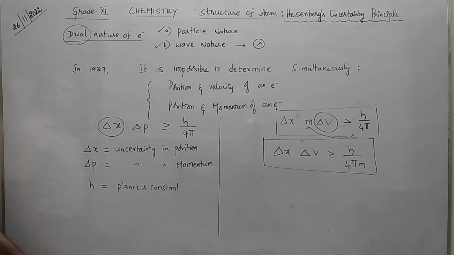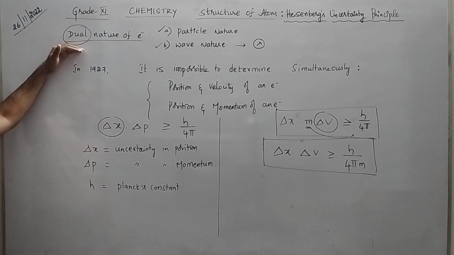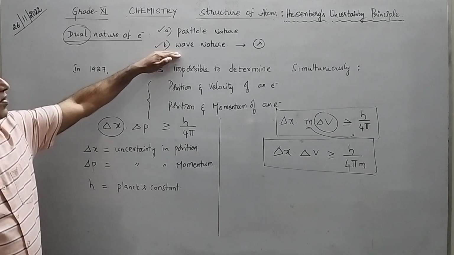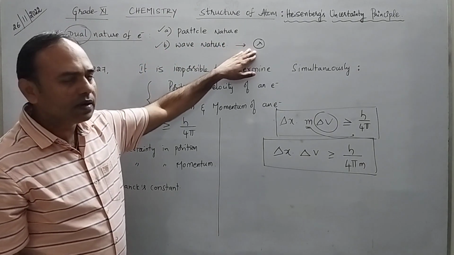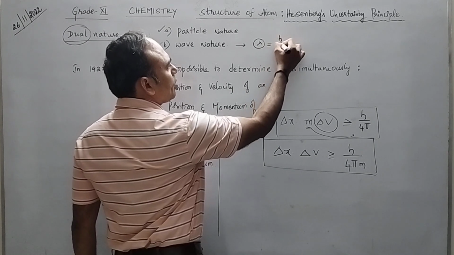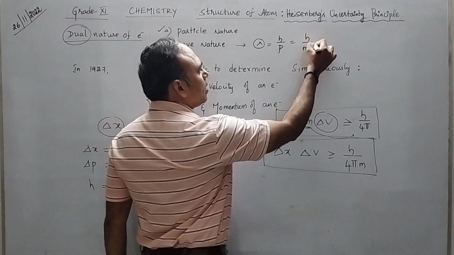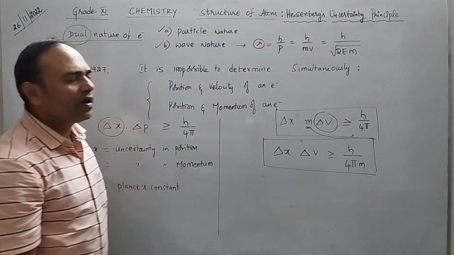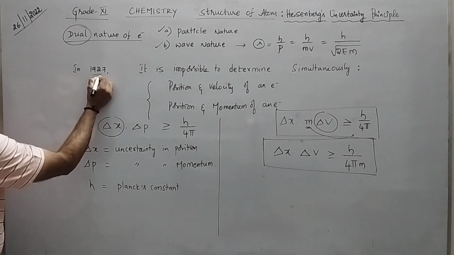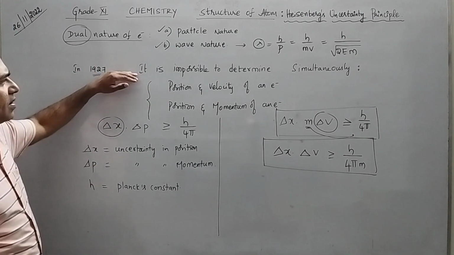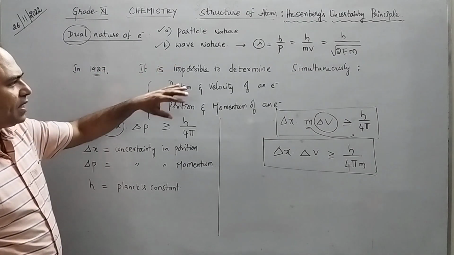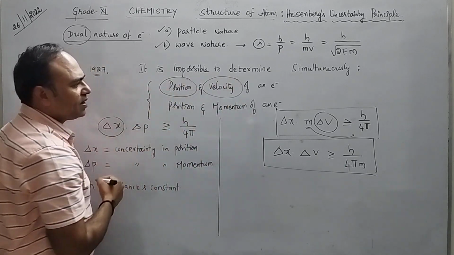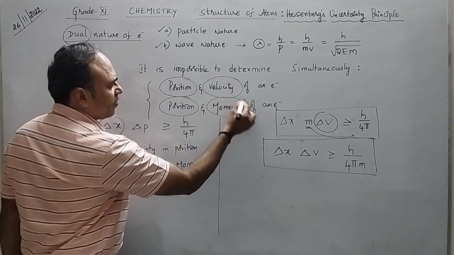So hope you have understood. Now once again, if you revise, what is dual nature of an electron? An electron will show both particle nature as well as wave nature. Earlier for wave nature, by de Broglie, we know that lambda is equal to h by p, or h by mv, or h by root of 2 into kinetic energy into mass. This we have discussed. Now in 1927, German physicist Heisenberg has given that it is impossible to determine simultaneously position and velocity, or position and momentum, of an electron.